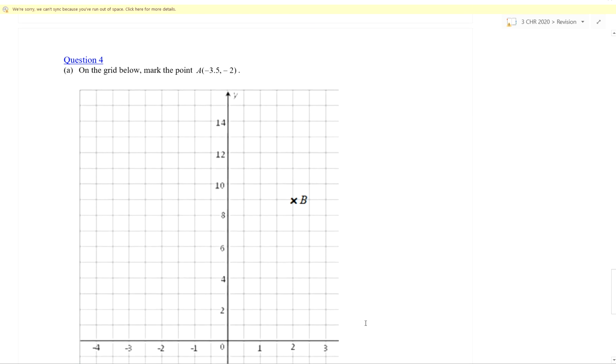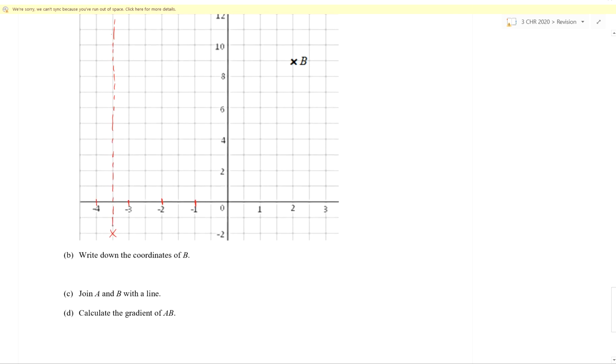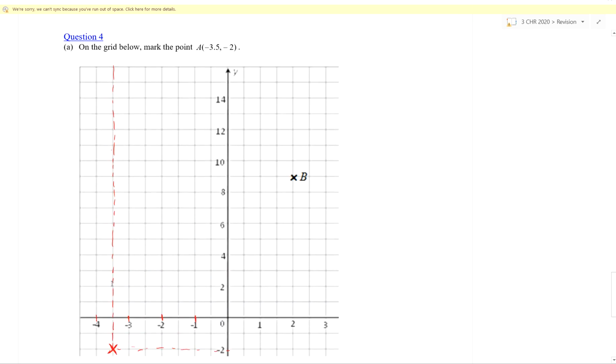Mark the point A. A is -3.5. Okay, so block -3.5. This is block -1, -2, -3, -4. So -3.5 has to lie somewhere here, in between -3 and -4. Then the level is -2. Level -2. So this is the point A.